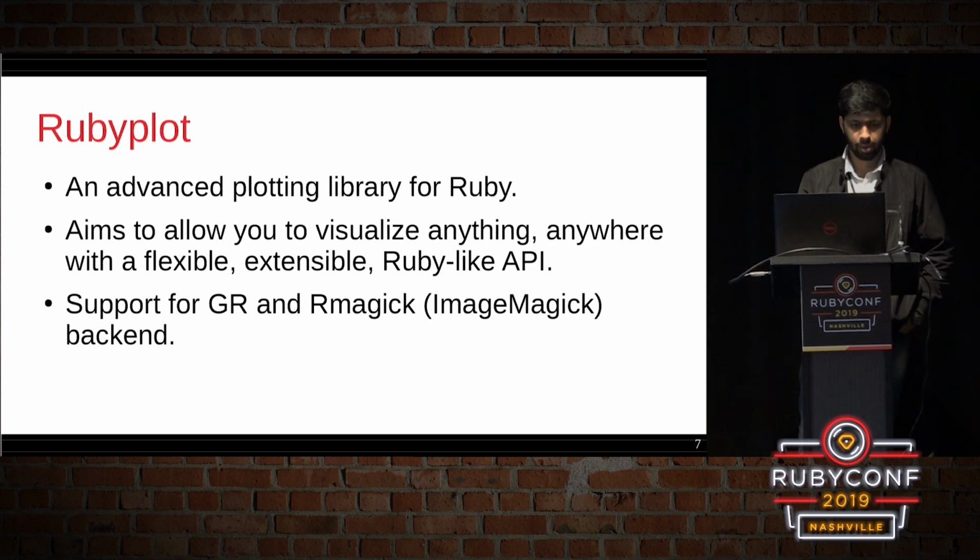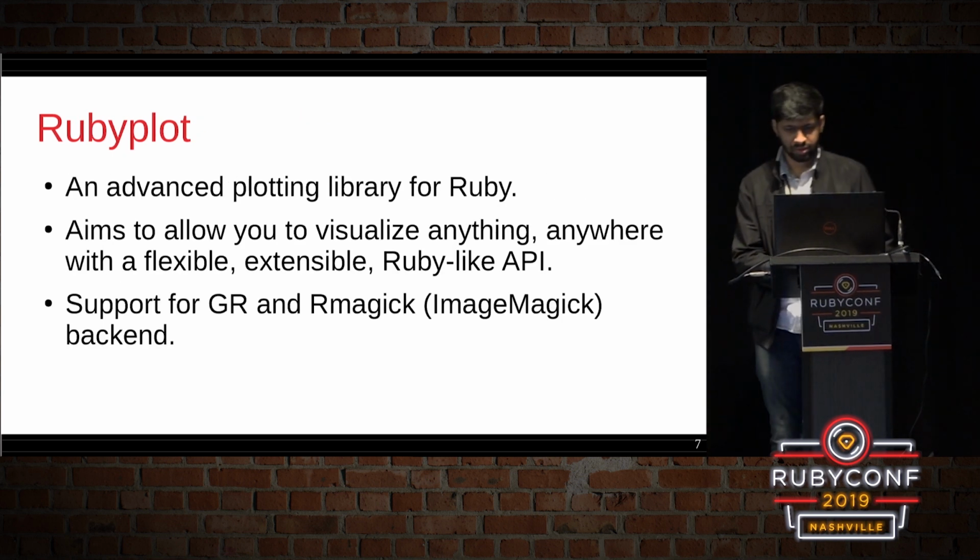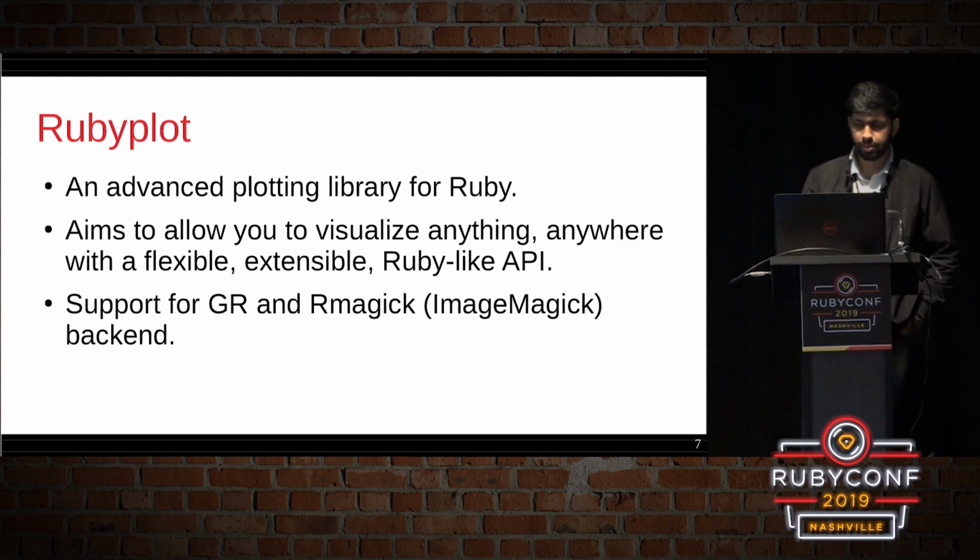Then comes RubyPlot. RubyPlot started 2 years ago. Its aim is to be the complete plotting solution for all your plotting needs. It also aims to be flexible, extensible, and to have a Ruby-like API. It currently supports the GR and RMagick backends. RMagick is the Ruby wrapper to the ImageMagick library.